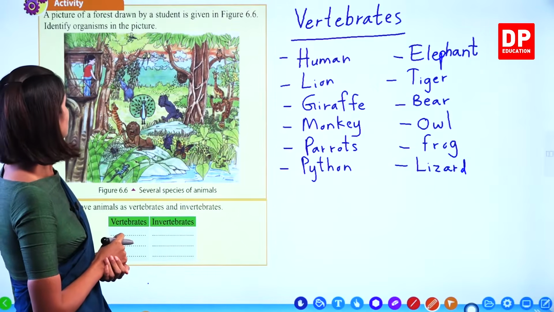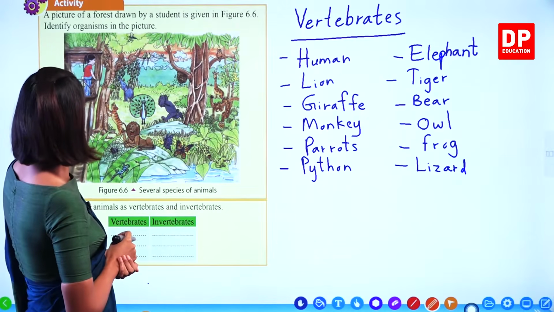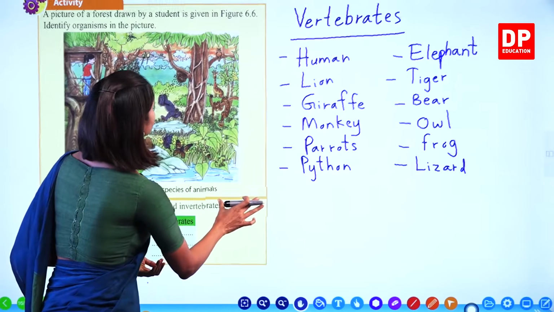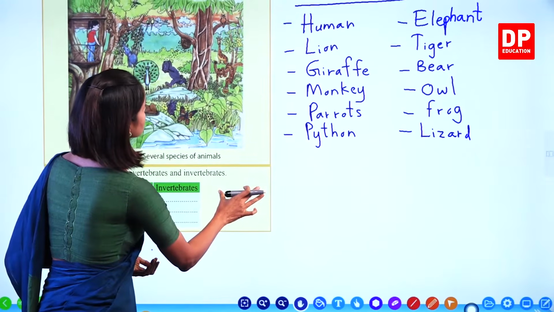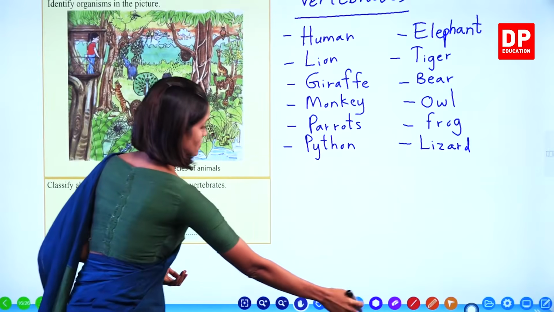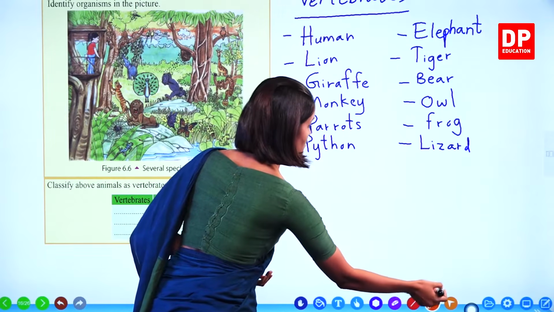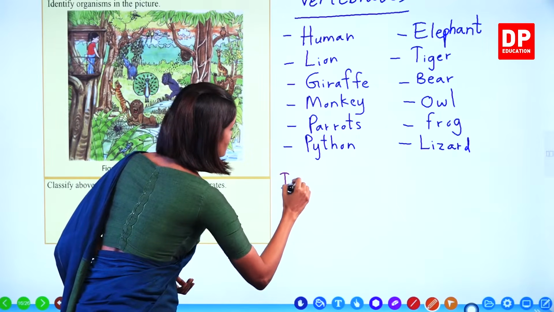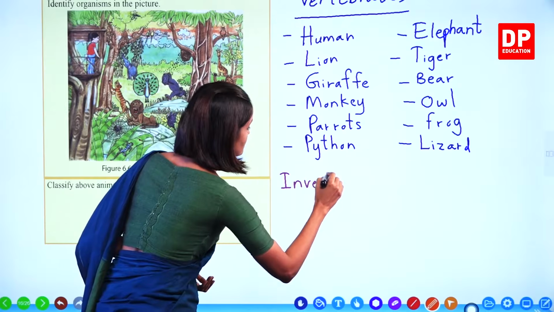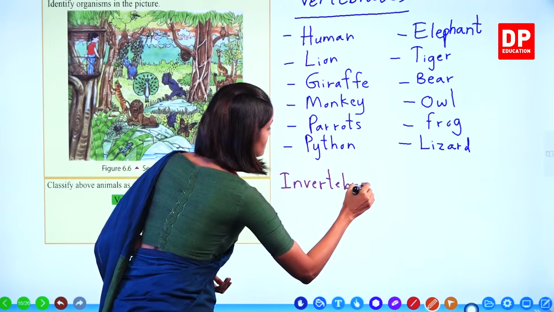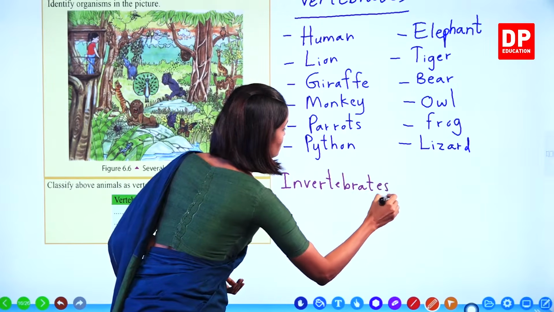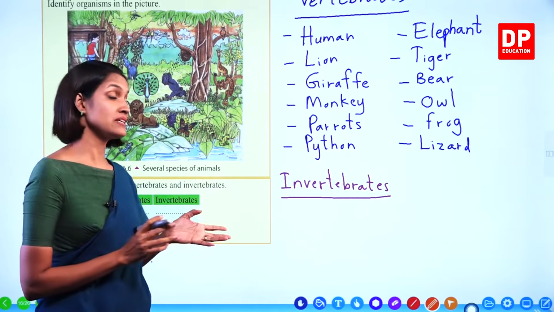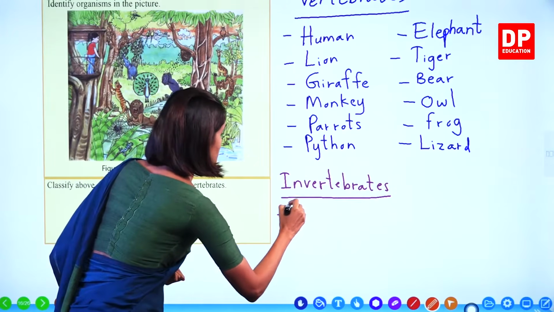Right. I think that's all vertebrates that we can find in the picture. Now we will write the invertebrates. Okay. We will write the invertebrates with a different color. Invertebrates. Okay. Here, spider. Spider is coming under invertebrates. Spider.